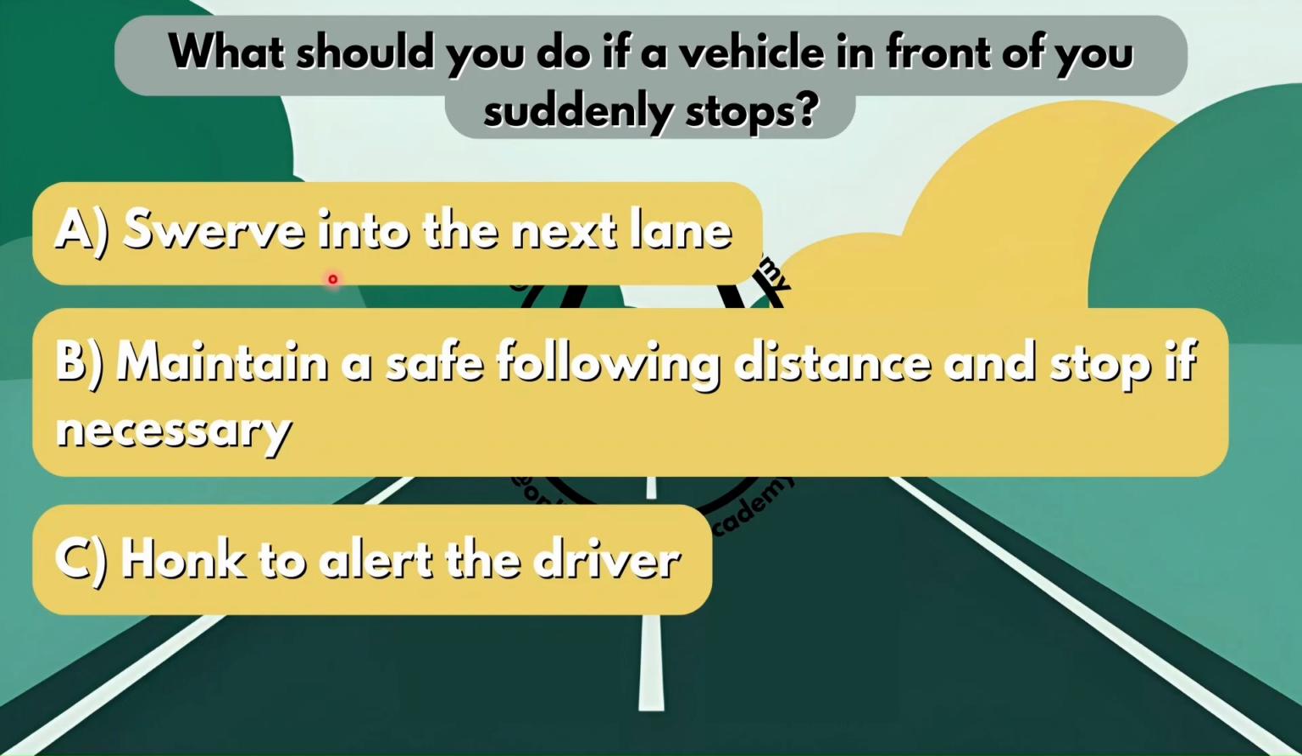So option A says swerve into the next lane. Obviously you cannot do that because if there's a car that's in that lane, then you are going to cause an accident. Option B says maintain a safe following distance and stop if necessary, and that is correct, right? You're going to have to maintain a safe following distance, and because of this, you're going to have enough time to slow down if the vehicle in front of you suddenly stops.